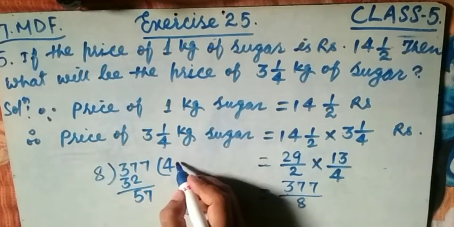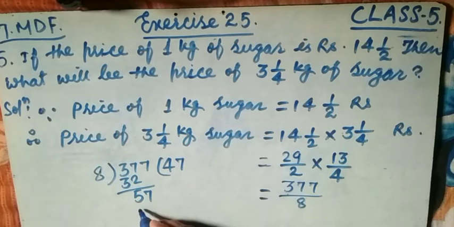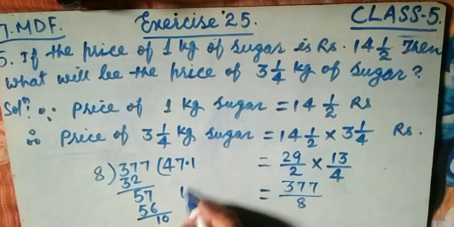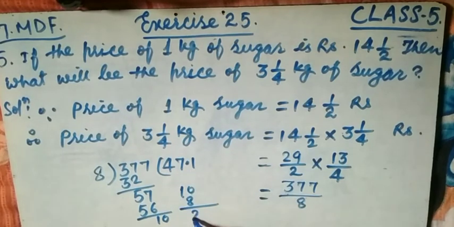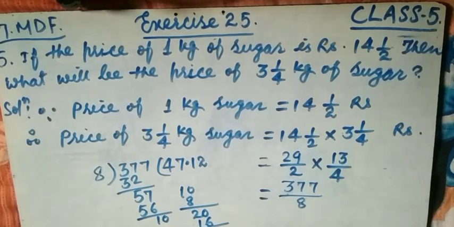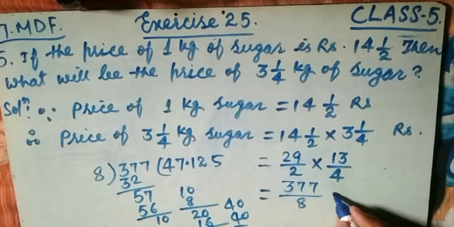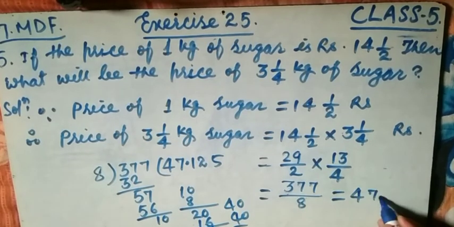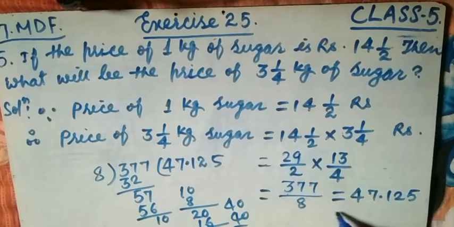Now 8 times 7 is 56, 1 is here, then the decimal, here is the 0. 8 times 1, now here the remainder is 2, then once again 8 times 2 is 16, this is 4, so 4 and 14, 8 times 5 is 40. Okay, now the answer is 47.125. But friends, this answer has only one digit after the decimal.